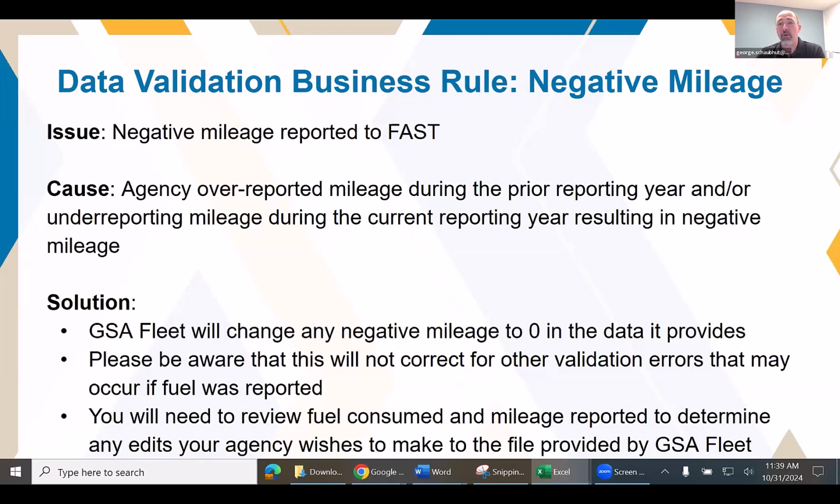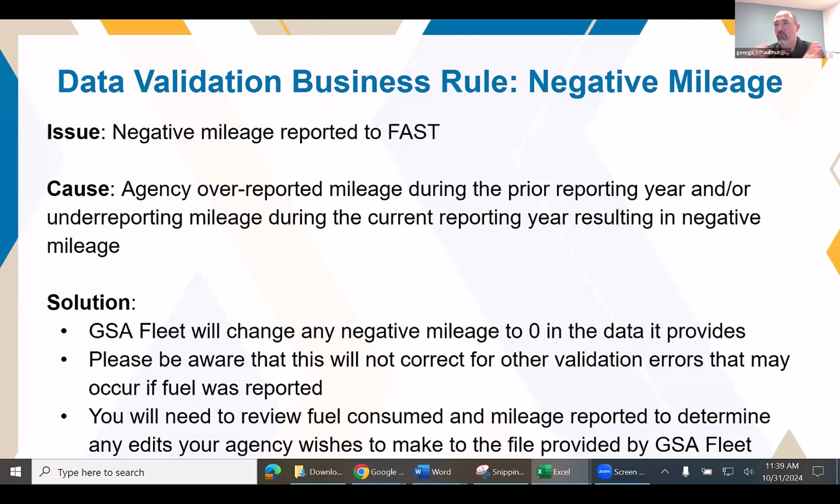back. So instead of reporting negative mileage, which is 100% something that FAST can't accept, what we did here was change the negative mileage to 0. Now, what that is also going to cause or not fix are other validation flags. So if you consumed fuel, then obviously you couldn't have driven 0 miles. You can't have a mile per gallon of effectively infinity or unreportable.